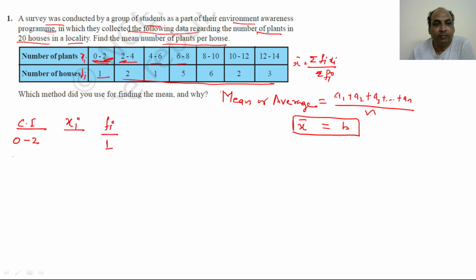Now, the second class interval 2 to 4 has frequency 2, 4 to 6 has 1, 6 to 8 has 5, 8 to 10 has 6, 10 to 12 has 2, and 12 to 14 has 3.